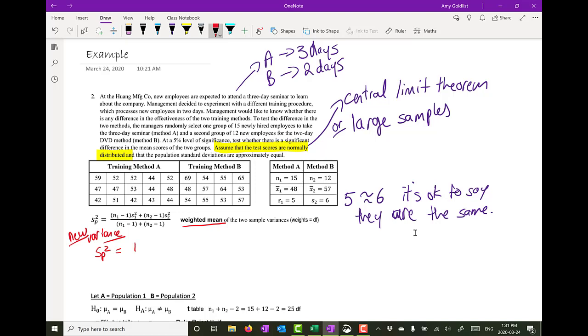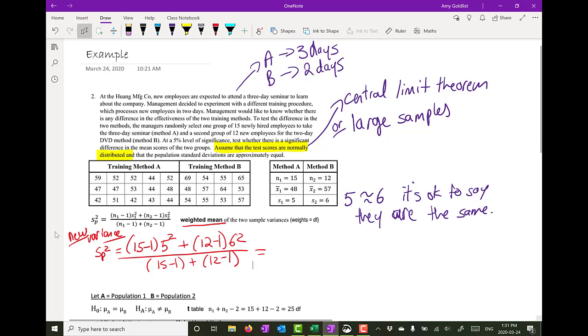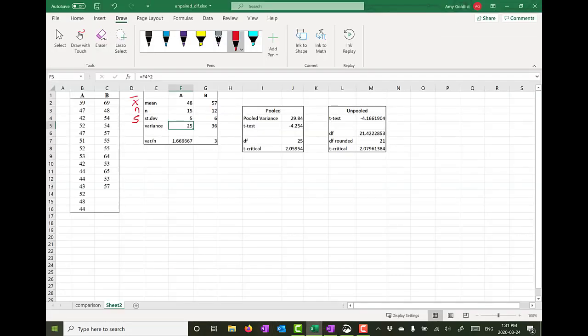So n1 minus 1, 15 minus 1, times the standard deviation squared, plus n2 minus 1, which is 12 minus 1, times 6 squared. And we divide that whole thing by the degrees of freedom, 15 minus 1 plus 12 minus 1. When we plug this in, we come up with our pooled variance, which is 29.84. Of course, we don't need to do this by hand. We can use a calculator or a computer, and just put the same function into Excel.